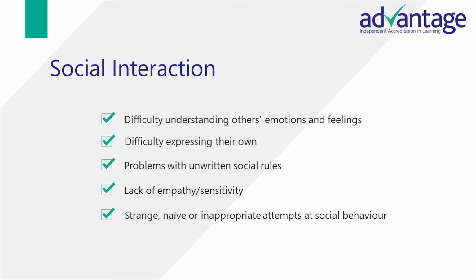People with autism may have difficulty understanding others' emotions and feelings. They may have difficulty expressing their own emotions and feelings. They may have problems with unwritten social rules. It may feel like they lack empathy or sensitivity. And there may be strange, naive, or inappropriate attempts at social behaviour.